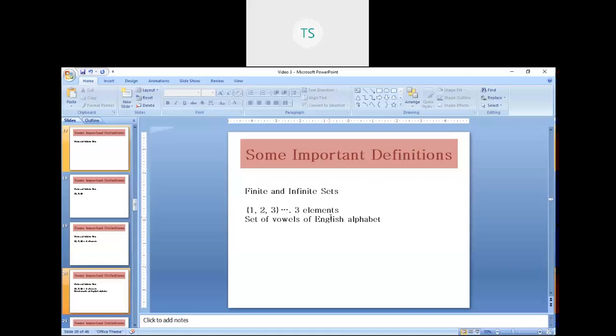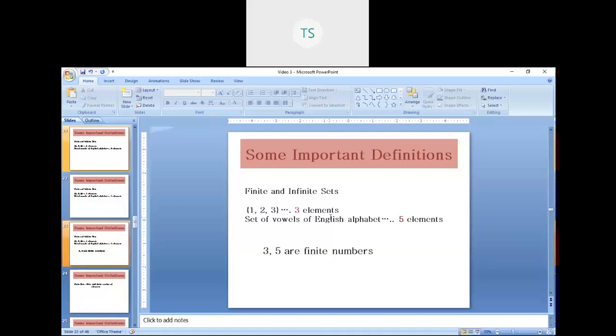Again, if I give you the example of the set of vowels of the English alphabet, how many elements will be there in the second set? Five. So there are 5 elements in the second set. Now see, the first set has 3 elements, and the second set has 5 elements.